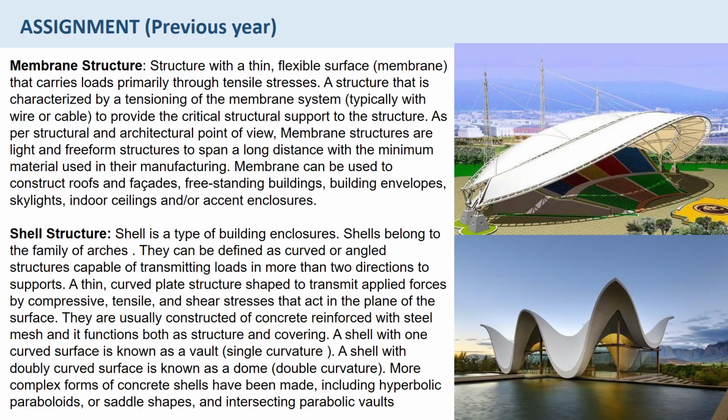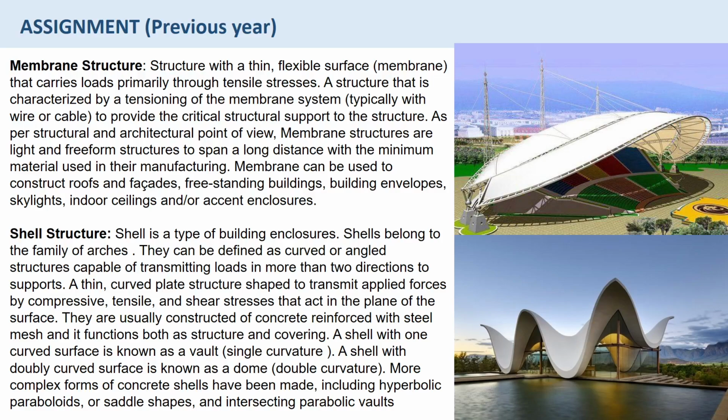A shell with one curved surface is known as a vault. A shell with doubly curved surface is known as a dome, double curvature. More complex forms of concrete shells have been made, including hyperbolic paraboloids or saddle shapes and intersecting parabolic vaults.